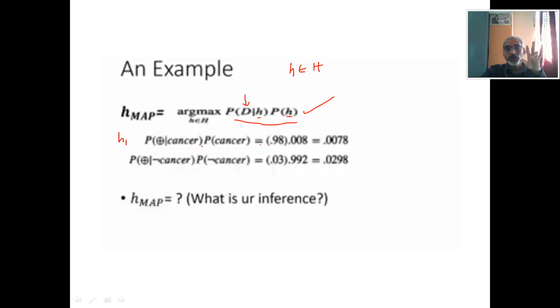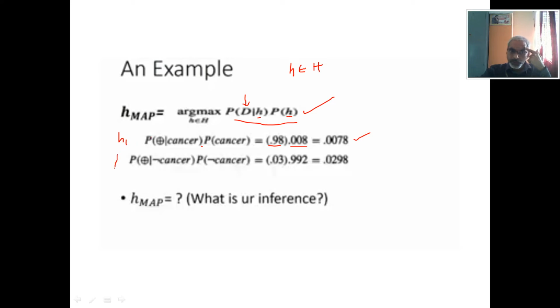Now we already calculated this. The probability of correct positive given cancer is 0.98, multiplied with the probability of cancer. How many people are having cancer? That is prior knowledge, 8 out of 1000 people, that is 0.008. Multiply these two, you get the value 0.0078. We calculated H_MAP for the H1 hypothesis.